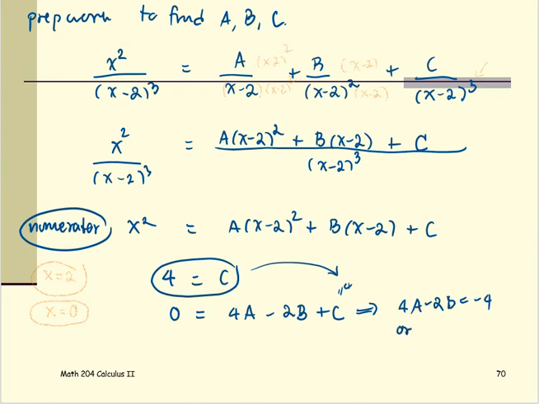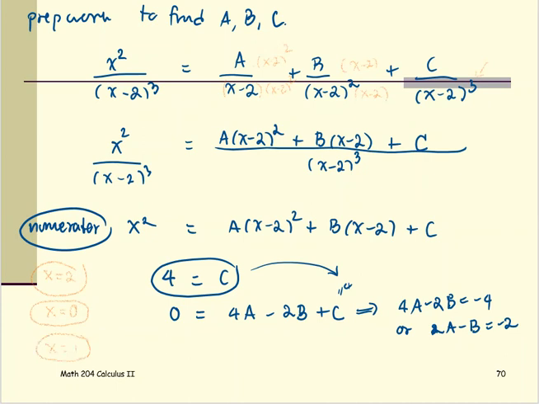Or I can rewrite it as, because I see 4, 2, and negative 4, I just write 2a minus b equals negative 2. Set it aside, okay? We're going to come back because we still have two unknowns. I'm going to pick another convenient number. I just use a low number because it's easier to compute.